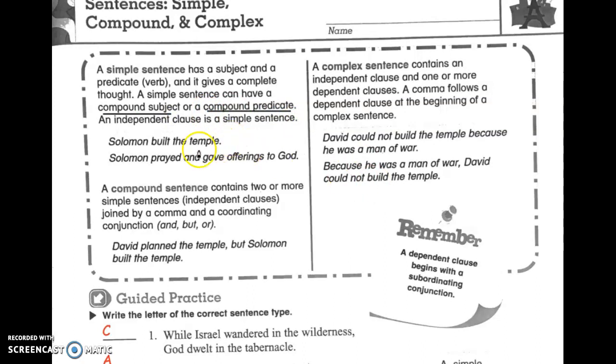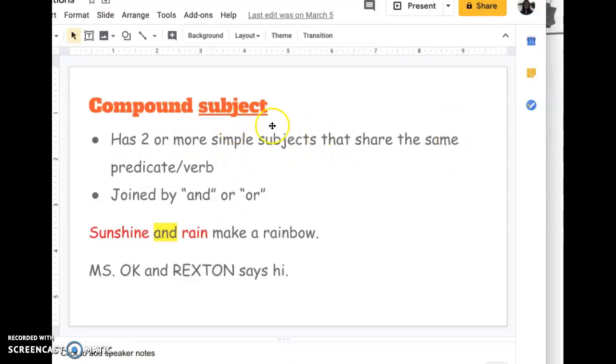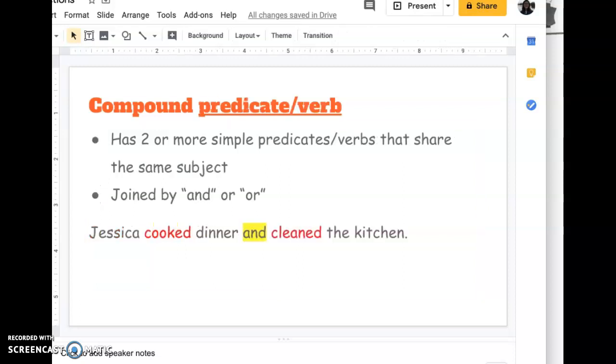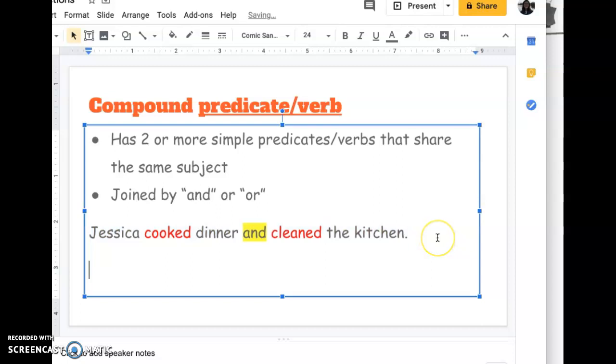A compound subject could be two or more simple subjects that share the same verb, right? Such as sunshine and rain make a rainbow. Miss Oak and Rexon says hi. These are still simple sentences. So it's possible for simple sentences to have compound subjects. It's also possible for simple sentences to have compound predicates or verbs. For example, Jessica cooked dinner and cleaned the kitchen. So this is not a compound sentence. This is a simple sentence.